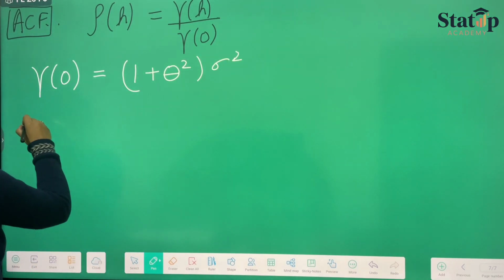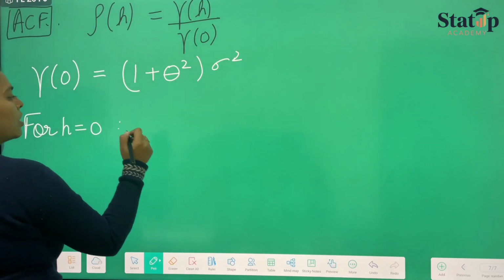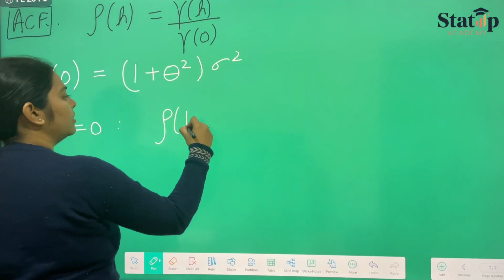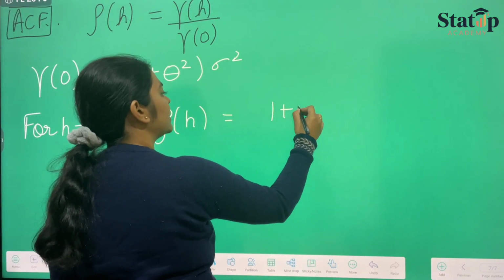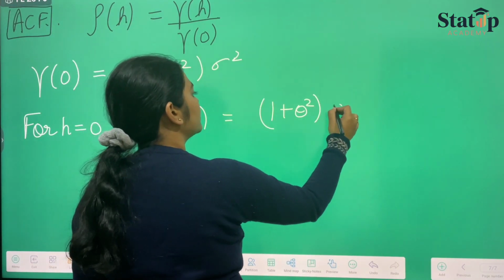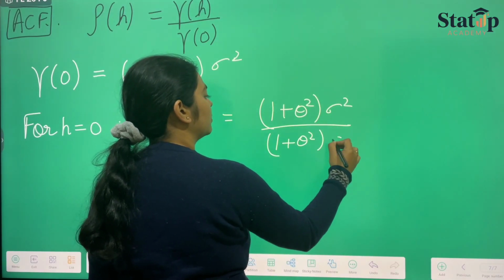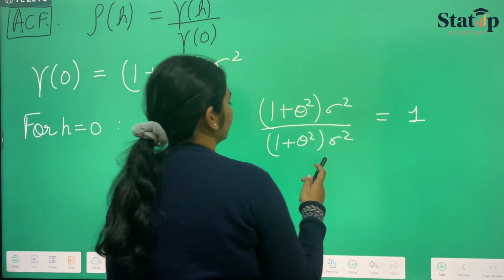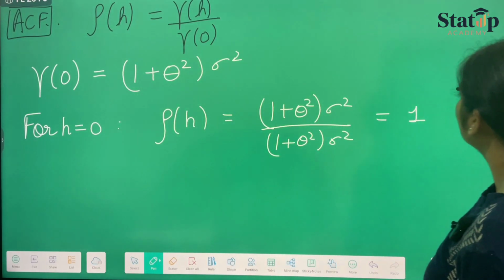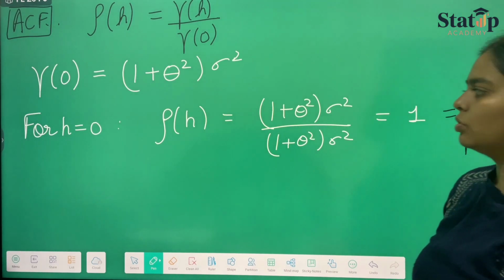Now for h equals to 0, rho h would be 1 plus theta square into sigma square upon 1 plus theta square into sigma square. These will get cancelled and we will be left with 1. Or simply we can also write this as rho 0 = gamma 0 upon gamma 0, which is also equal to 1.